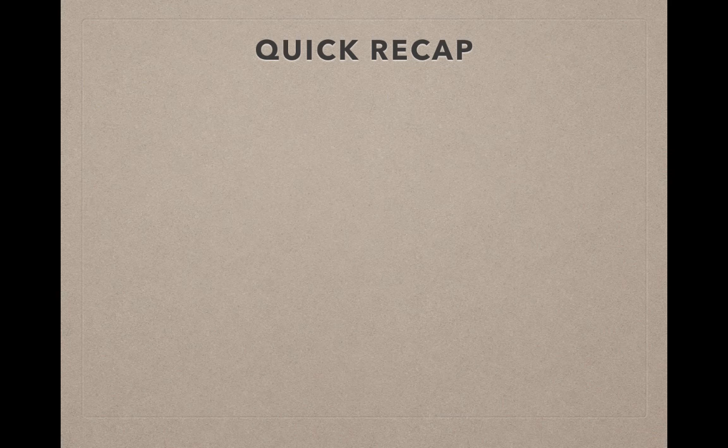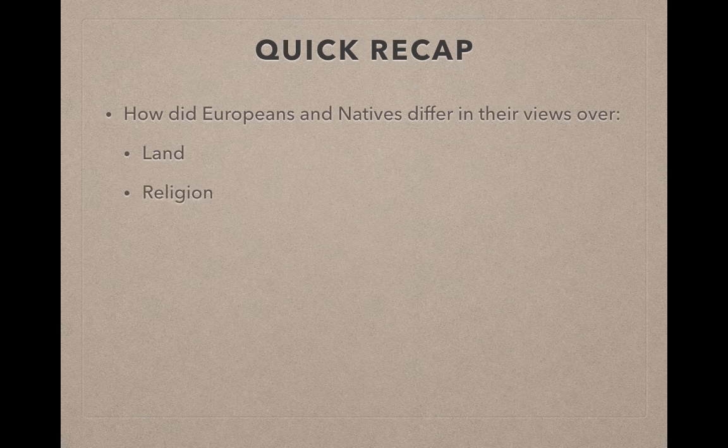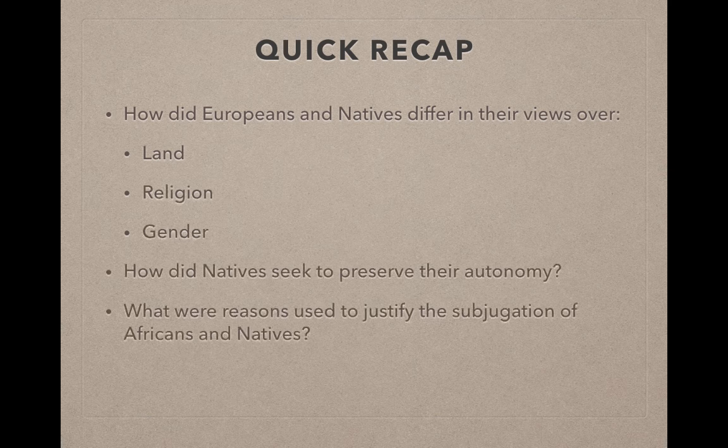All right, let's do a quick recap of this video. How did Europeans and natives differ in their views? You should be able to explain how they differed over land, religion, and gender. How did natives seek to preserve their autonomy? And what were reasons used to justify the subjugation of Africans and natives?